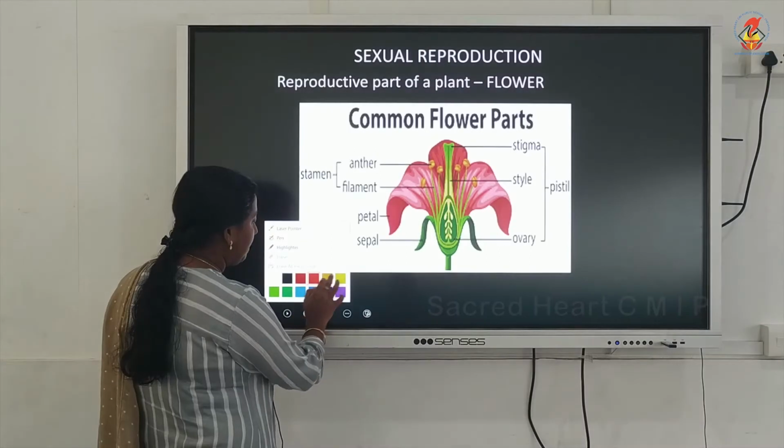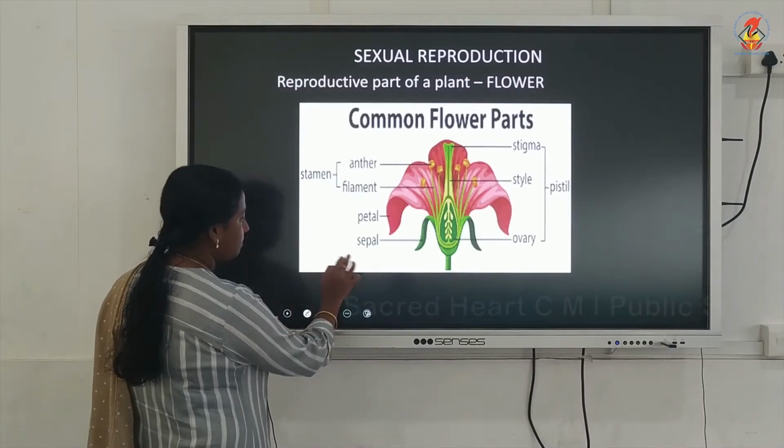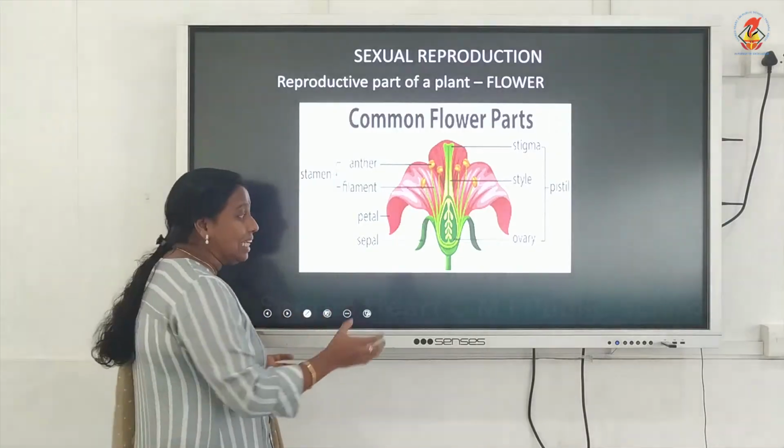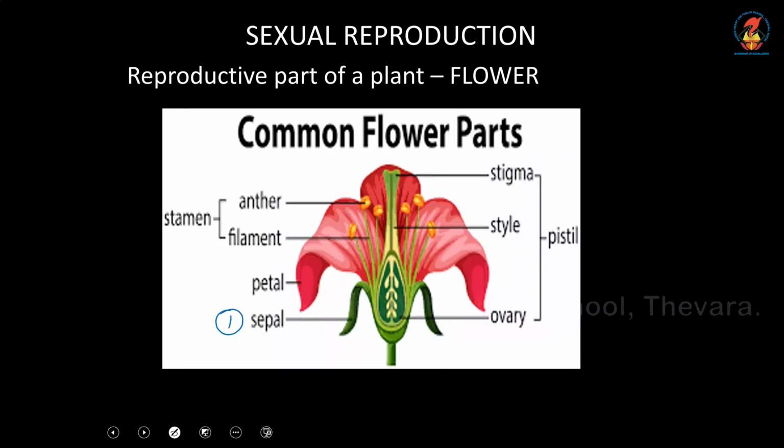A flower will be having a green colored base called the sepal. So part number 1 is the sepal. Then it will be having a colorful portion called the petal, number 2. Then it will be having two more portions. The third one is the stamen.